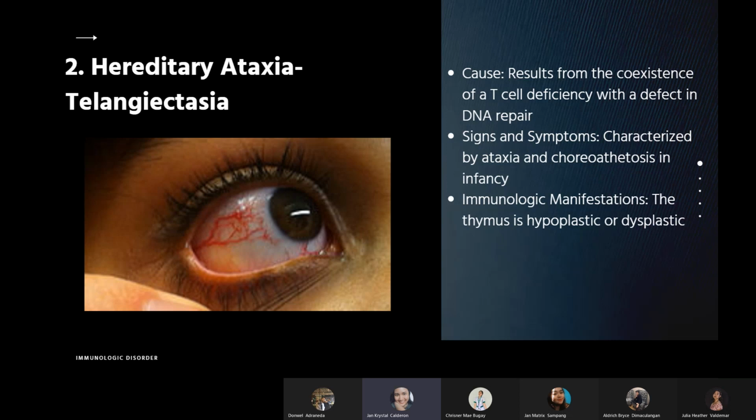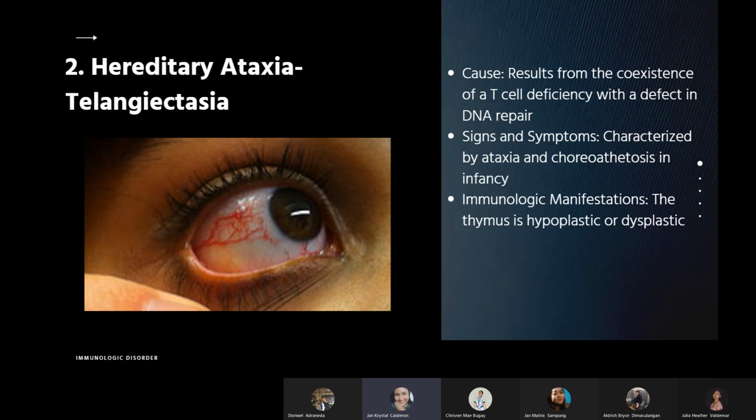Hereditary ataxia telangiectasia. The cause results from the coexistence of a T cell deficiency with a defect in DNA repair, which may lead to chromosomal instability that is severe and non-random. In more than half of the patients, chromosomes 7 and 14 are the sites of chromosomal breakage.